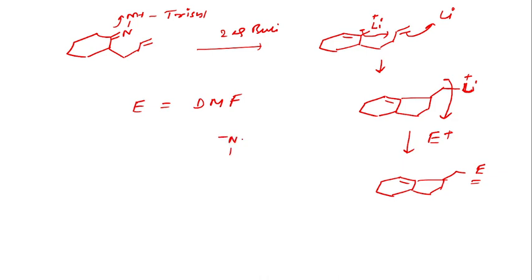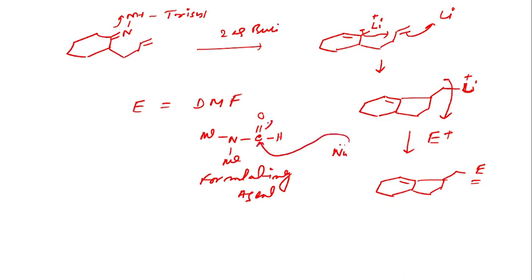Another twist is here: if E is equal to DMF, DMF is a formylating agent, meaning N,N-dimethylformamide. So this is C double bond O H, this is methyl, this is methyl. It's a formylating agent. So if E is DMF, let's think that a nucleophilic attack is here. Just try to understand, this is not so easy here, but let's say one nucleophile. Then it will attack this carbonyl carbon and it will leave. It's happening in quite a complicated manner, but just to understand, I'm showing it.